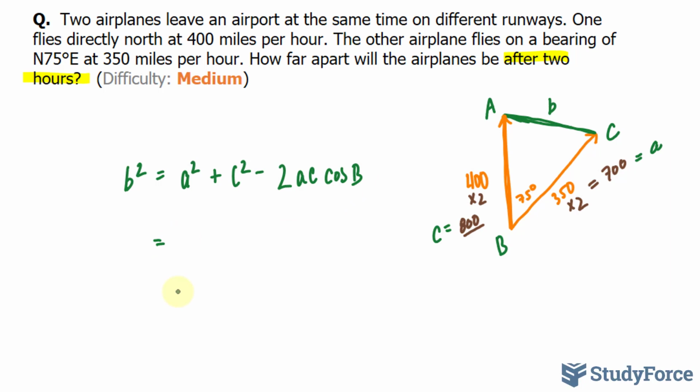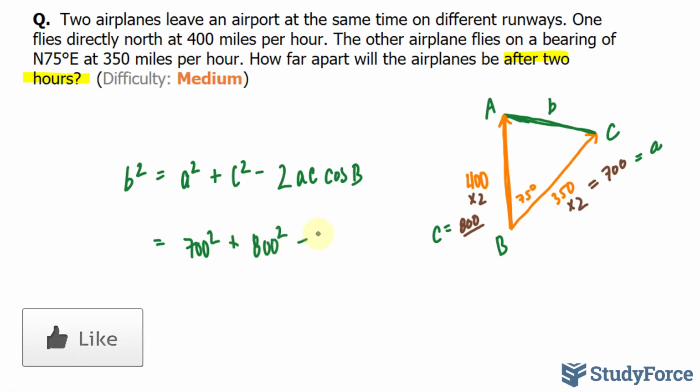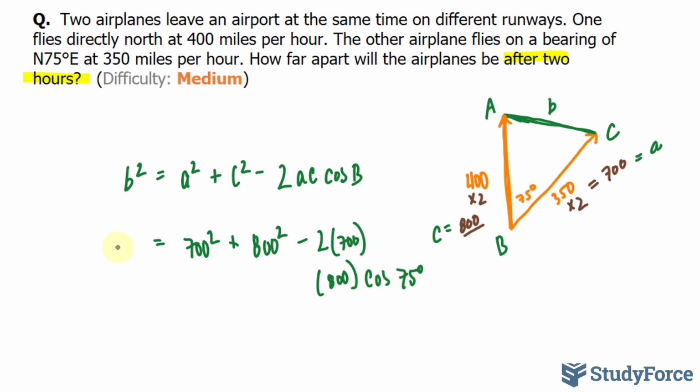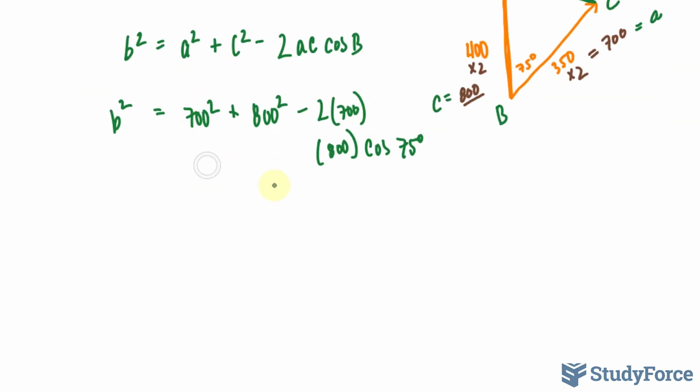Let's fill in everything we know. We know little a, it's 700. Little c is 800, minus 2 times 700 times 800. I wrote it underneath here because I'm running out of room. Cosine of angle 75, and that's equal to b squared. So after finding out what the right side is equal to, I will square root, and that will give me the distance between the two.